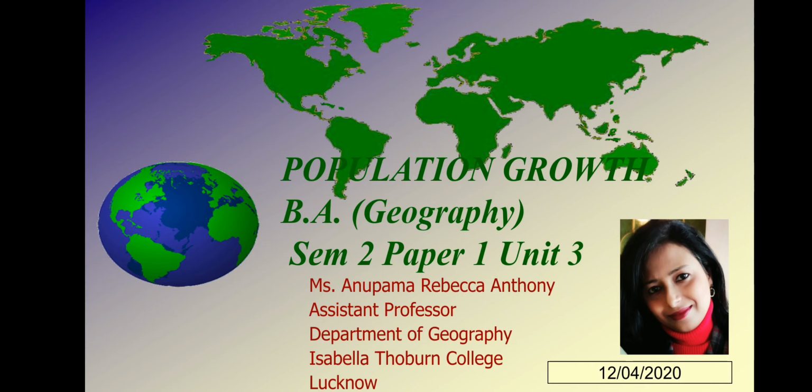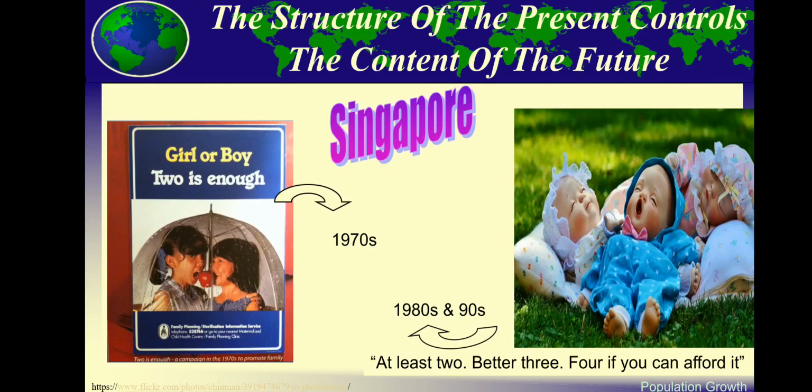Today we will be talking about population growth. Now this comes under the syllabus of BA Geography, Semester 2, Paper 1 and Unit 3. The structure of the present controls the content of the future.